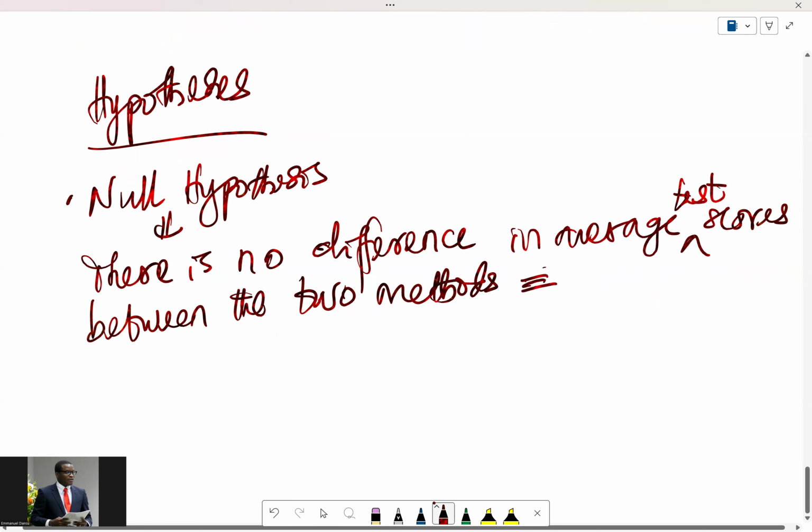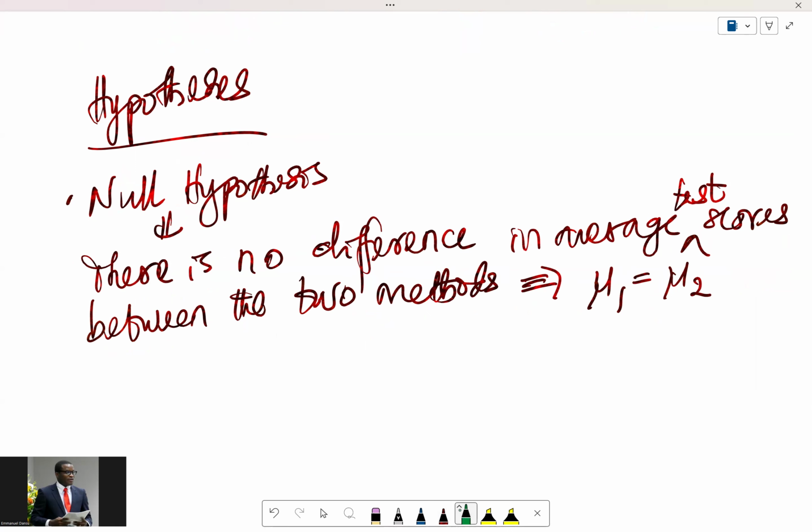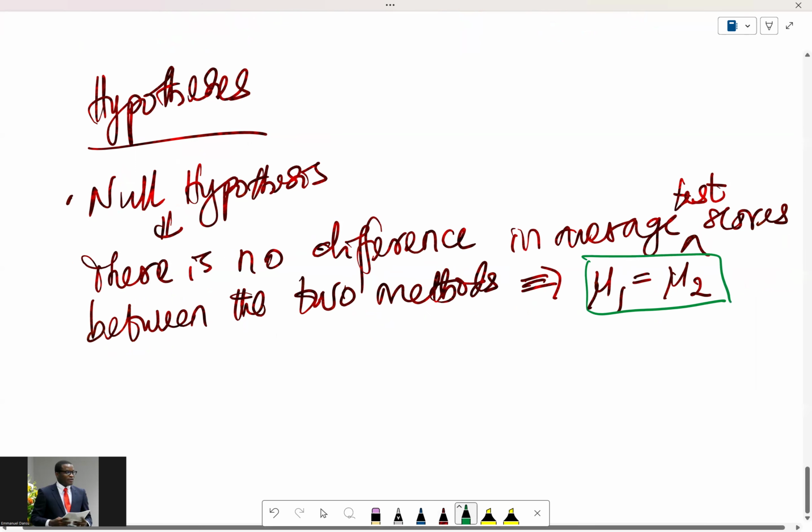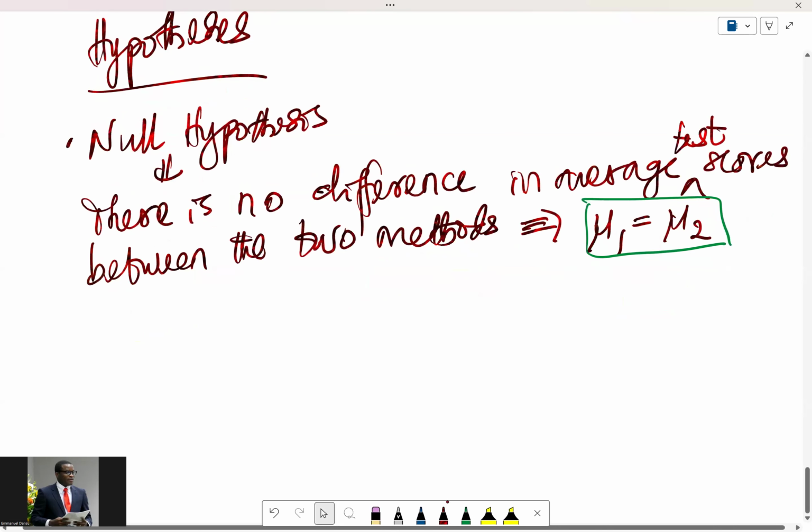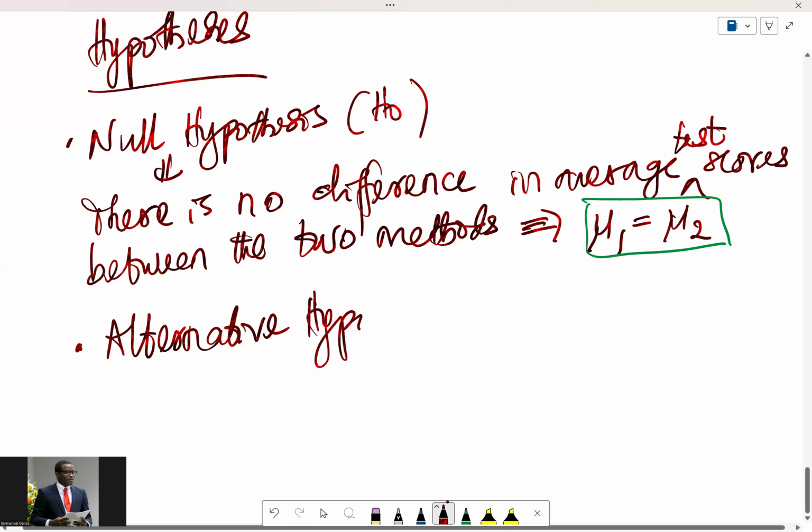In other words, you're saying that mu1, the average score for method 1, is the same as the average score for method 2. We're talking about the population, and you're using the sample to determine for the population. So mu1 equals mu2. Basically, that's the null hypothesis. Then the alternative hypothesis would just be a negation of that. Because this is H naught, the alternative hypothesis is now H1, or if you like, HA. And what is that?